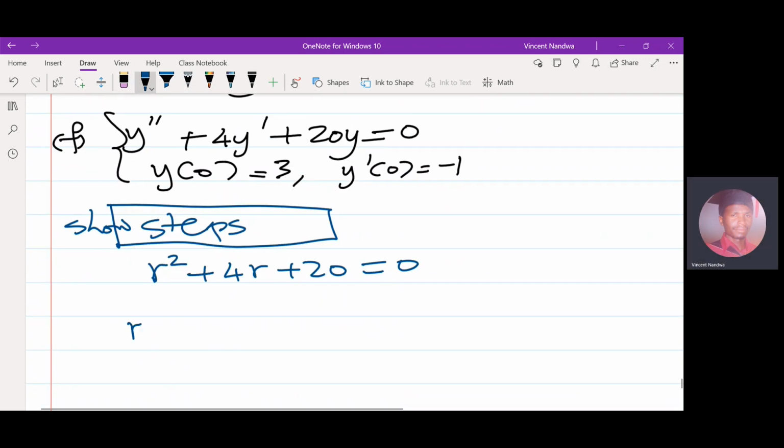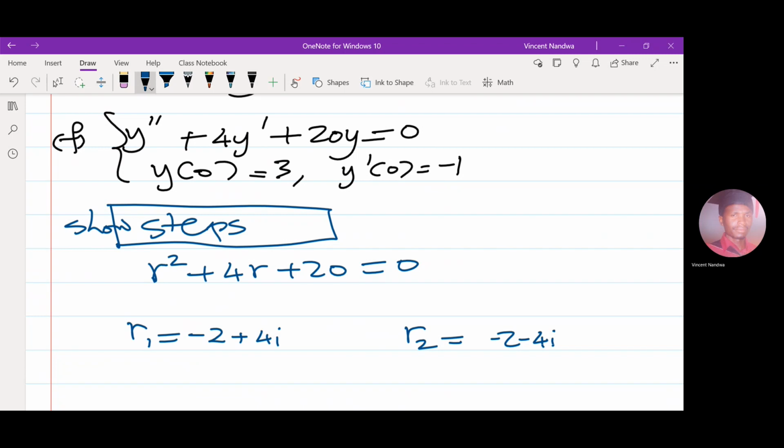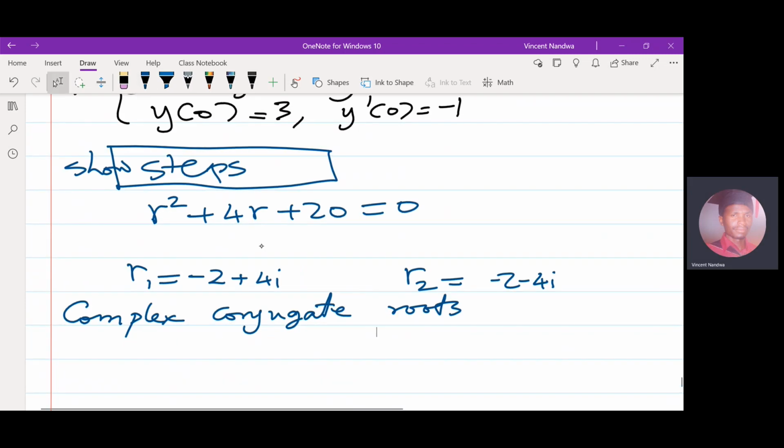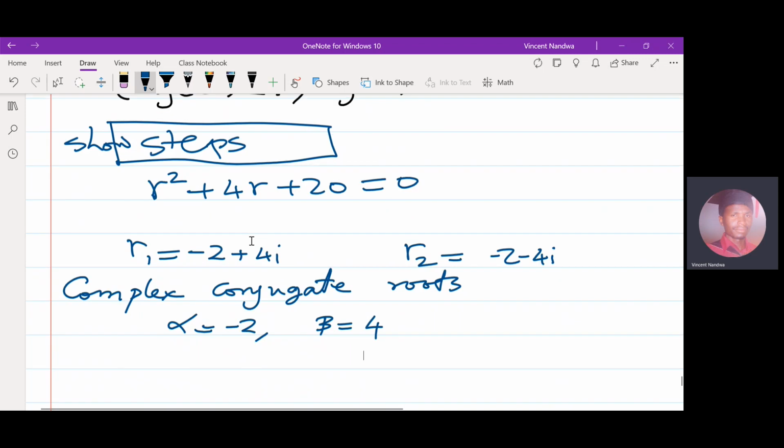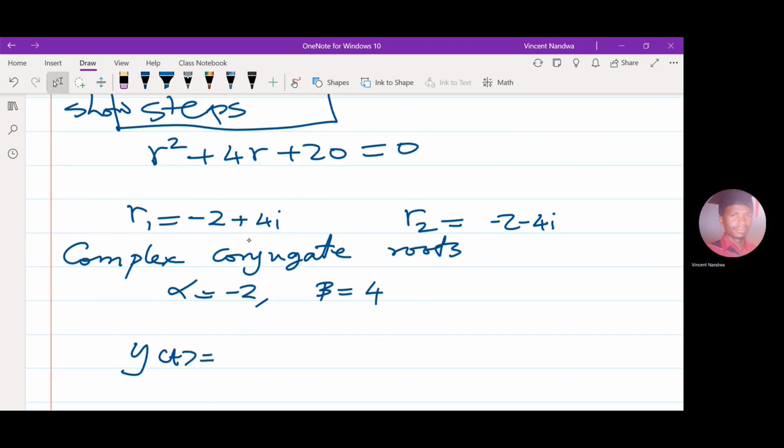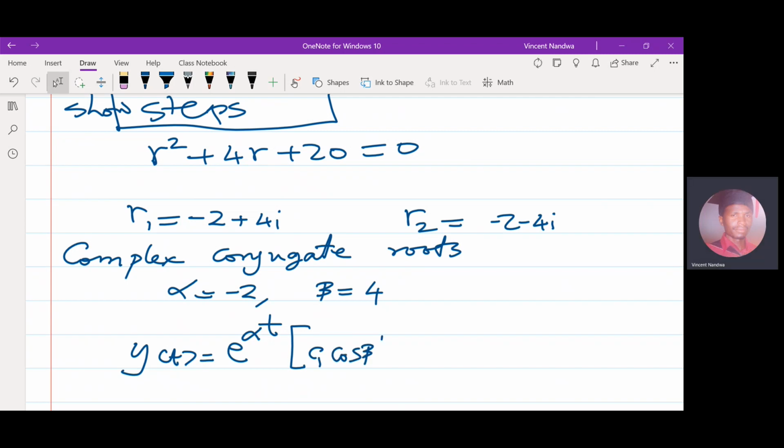And what is r1? And what is r2? So -2 plus 4i, and this will be -2 minus 4i. So complex conjugate roots. Now, remember, in this case, alpha is -2 and beta is 4. And when you have complex conjugate roots, we say that y of t is given by e raised power alpha t into c1 cosine of beta t plus c2 sine of beta t.